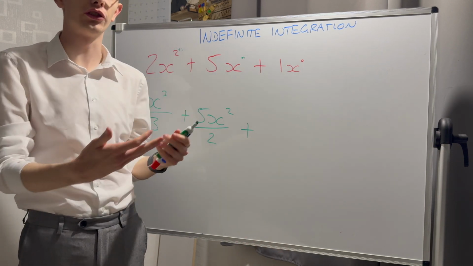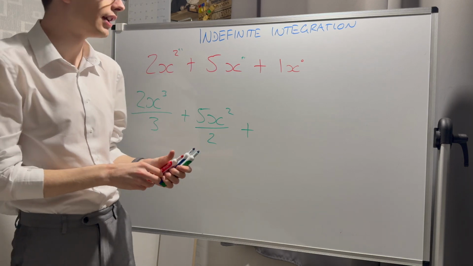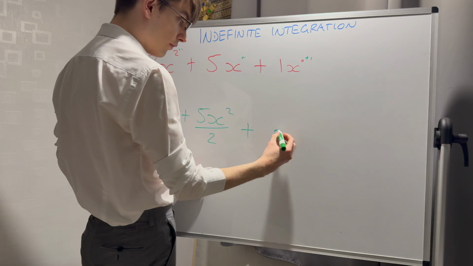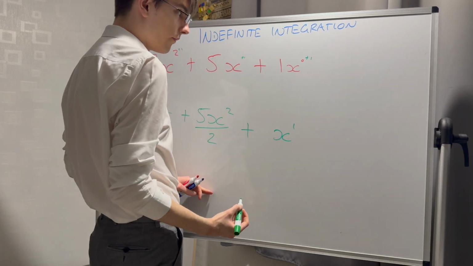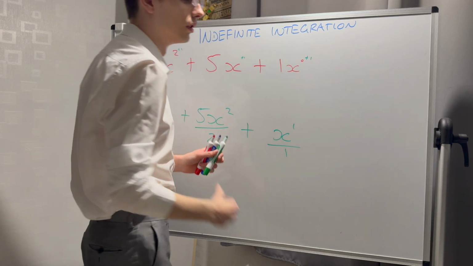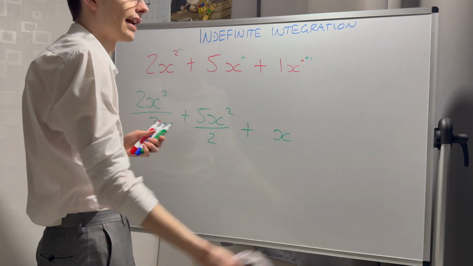So whenever we've got a constant, we can just imagine that there is a secret x to the power of 0 in there. In which case, we will add 1 to that power, so I get x to the power of 1, and then I will divide by my new power, divide by 1, and I can just get rid of that 1, and I just have x.